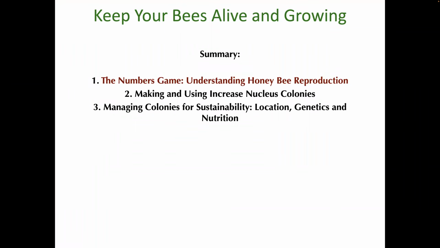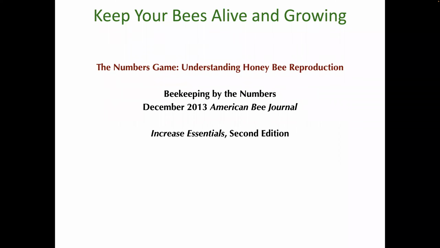All right. So the main things we're going to talk about, we want to talk about understanding honeybee reproduction. We're not going to spend a lot of time on that, but just enough that you get a sense of the numbers that are involved, the number side of beekeeping. We're going to talk a little bit about making and using increased colonies to make nukes or splits or divides, whatever you want to call them. I don't care. And then managing colonies for sustainability, which includes location, genetics, and nutrition.